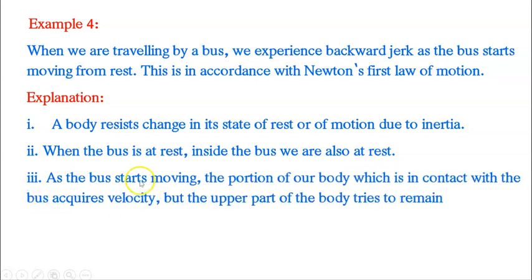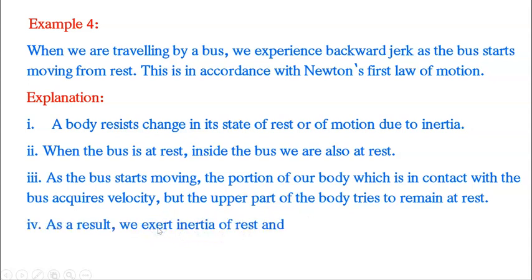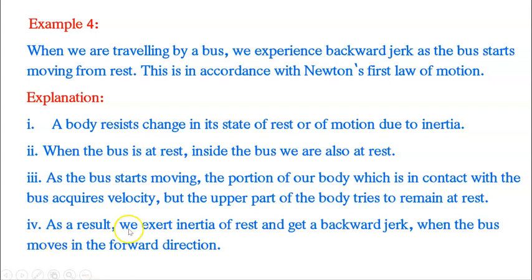When the bus is at rest, inside the bus we are also at rest. As the bus starts moving, the portion of our body which is in contact with the bus acquires velocity, but the upper part of the body tries to remain at rest. As a result, we exert inertia of rest and get a backward jerk when the bus moves in the forward direction. Now, the next example.